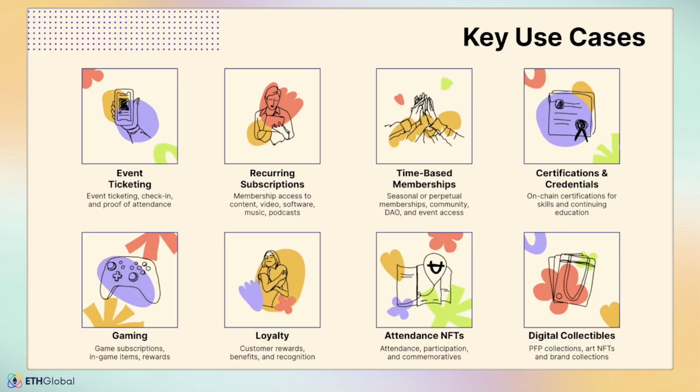Just a reminder for everyone who's joining now: Unlock Protocol is for memberships, and memberships are a very core primitive to lots of businesses. They can be used from event ticketing all the way to digital collectibles, through recurring subscriptions, certification credentials, gaming, loyalty, and attendance NFTs. Really, you have to think about Unlock as a framework for NFT memberships, and memberships can be lots of different things. So thank you very much for listening to me until now, and let's jump into the next section in a couple of minutes.